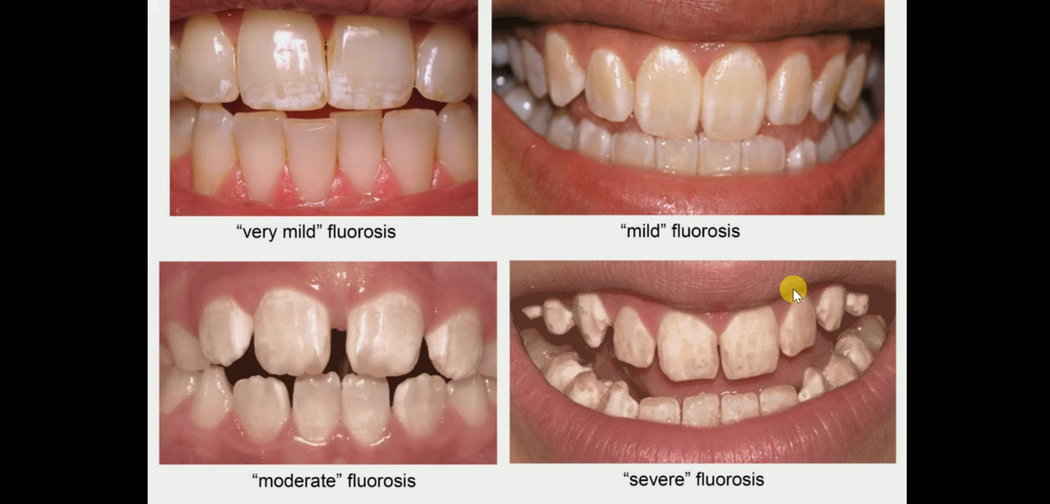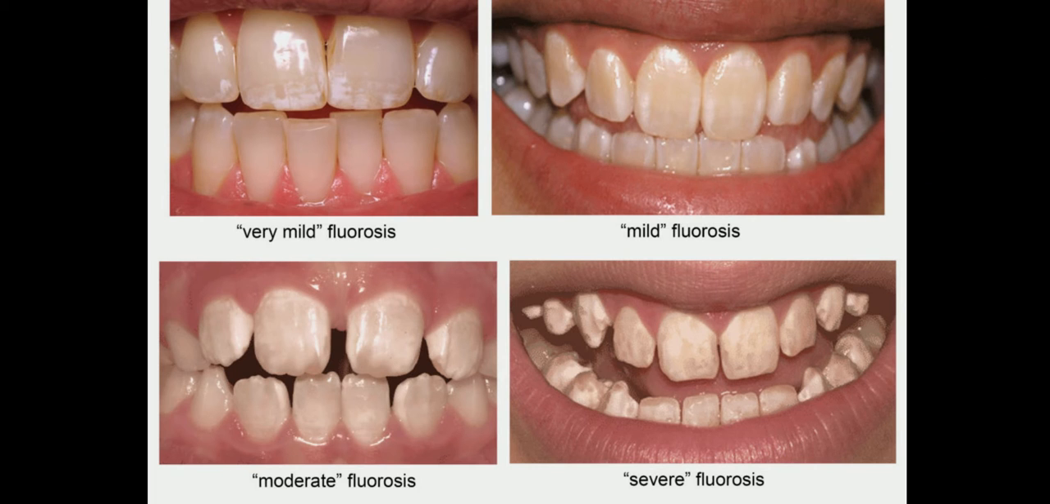This is a photograph showing fluorosis affecting the teeth. The first one is the very mild condition. Top right side shows a mild condition of fluorosis. Then bottom left side, moderate fluorosis condition. Then bottom right, severe fluorosis. And this is because of consumption of drinking water having high concentration of fluoride.